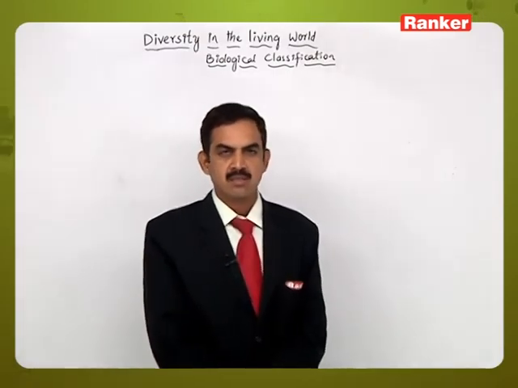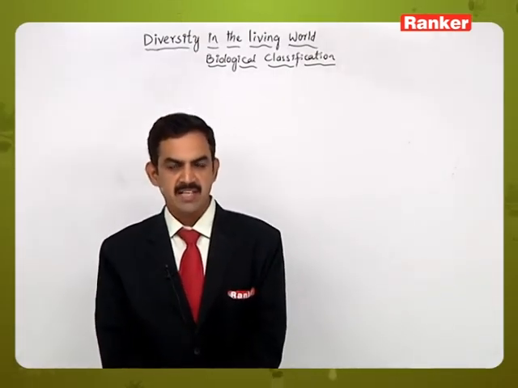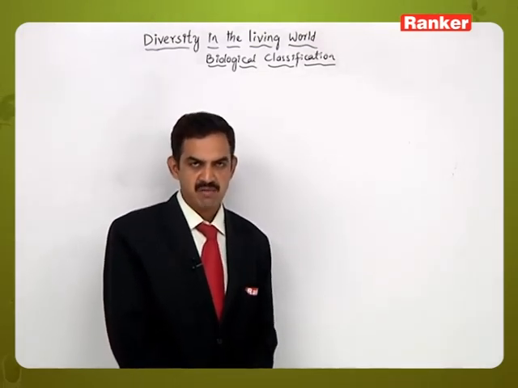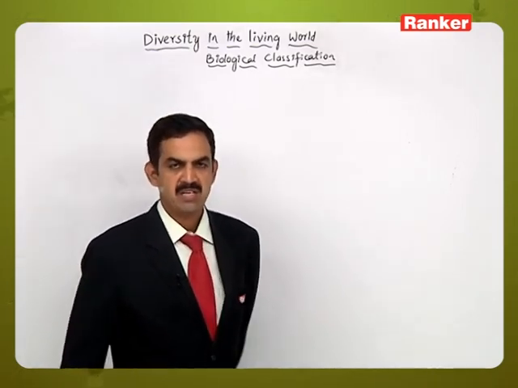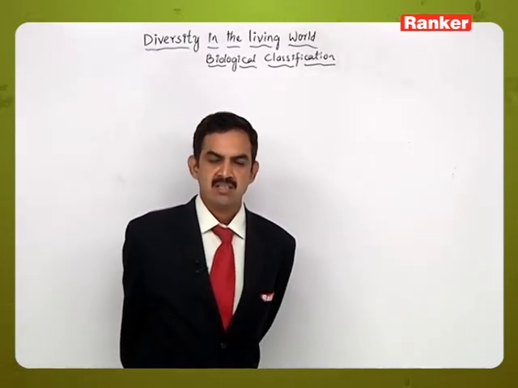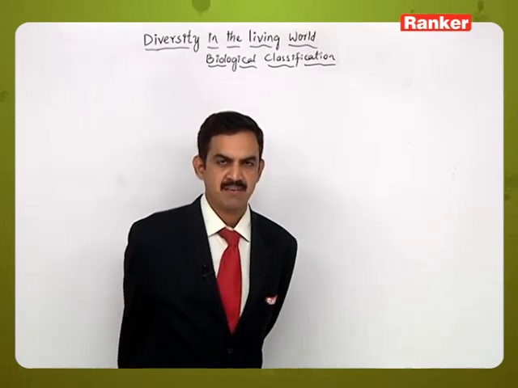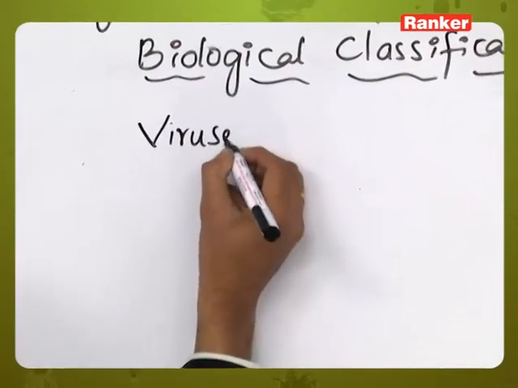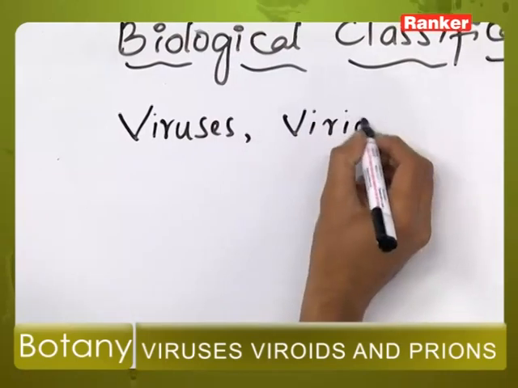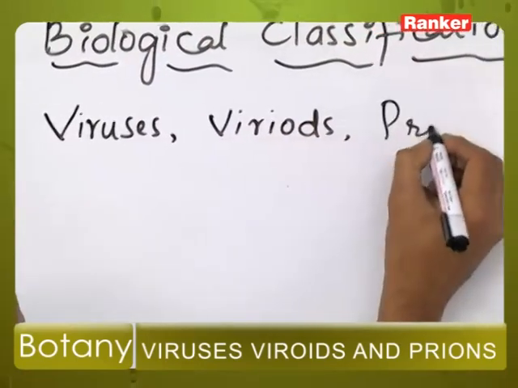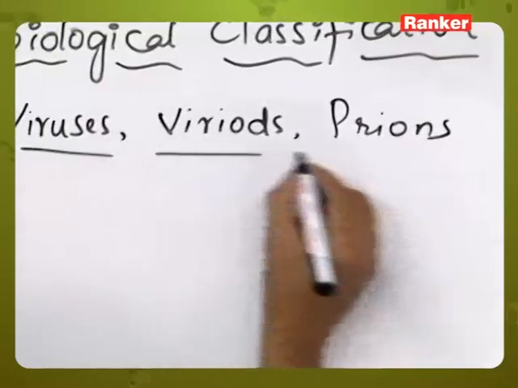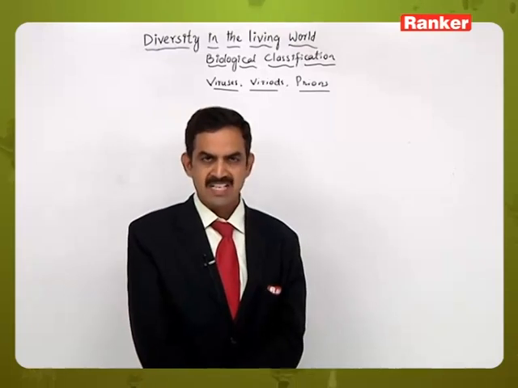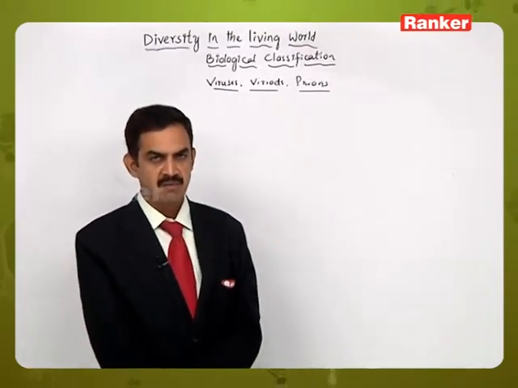Apart from the 2 kingdom, 3 kingdom, 5 kingdom and 6 kingdom classifications, there is some other group of individuals whose position was not shown in any of the classifications given by different scientists. Those individuals are viruses, viroids and prions. Viruses are considered to be the connecting link between the living and the non-living organisms.